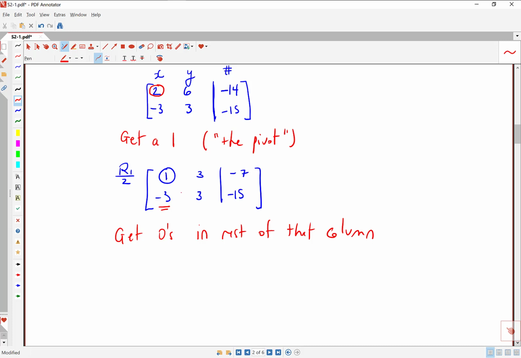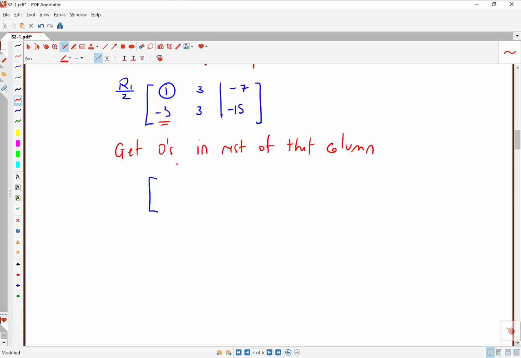So we want to get rid of this -3. Let's think about the operation that's going to do that. So think about going current row plus or minus some number times your pivot row. So current row just represents whatever row the number is in that you're trying to eliminate. So the -3 is in row 2. We'll call that row 2. And then we're going to add on or subtract off some multiple of our pivot row, being the row where the 1 is. So that's why we keep that 1 circled. Pivot row is row 1.